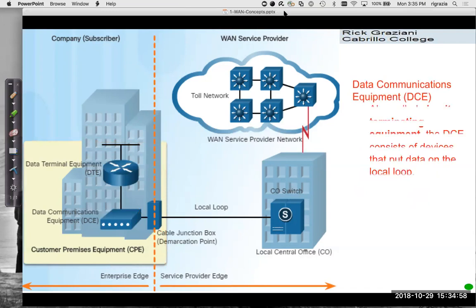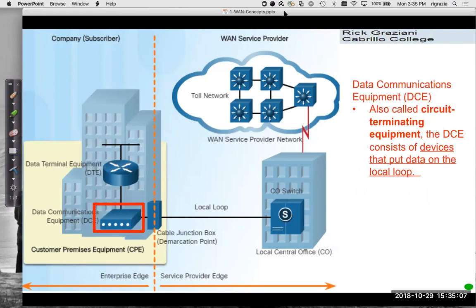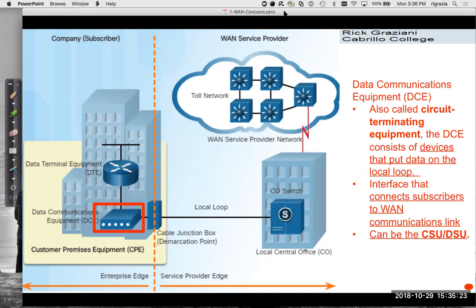Data communications equipment. Okay, this is the DCE, but also sometimes known as circuit terminating equipment. This is the device that actually puts data on the local loop. It's what connects the subscriber's wide area network link to your network. This can also be something known as a CSU DSU that we'll talk more about a little later. Let me make sure I have a picture coming up for you.